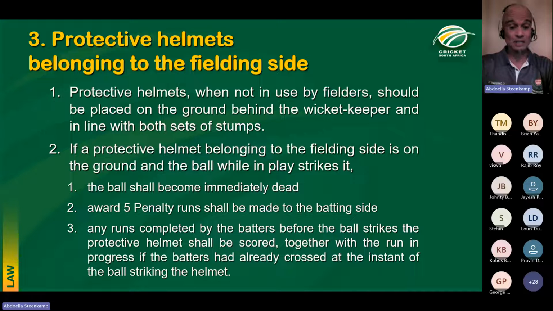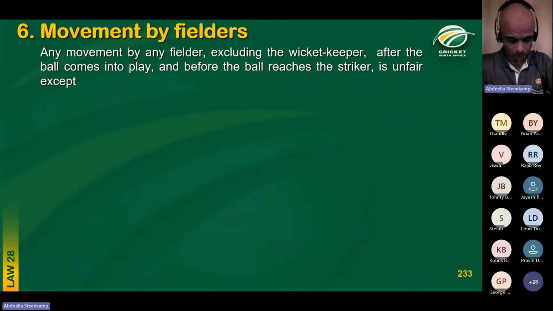Also, any runs completed by the batters are to be scored, together with a run in progress if they crossed at the instant of the ball touching the helmet. Those runs also count. So you can see, again, if it touches it, ball becomes dead, 5 penalty runs, including all those runs.